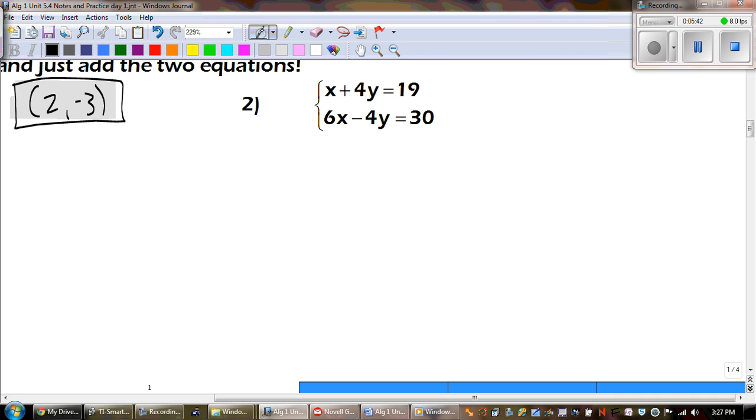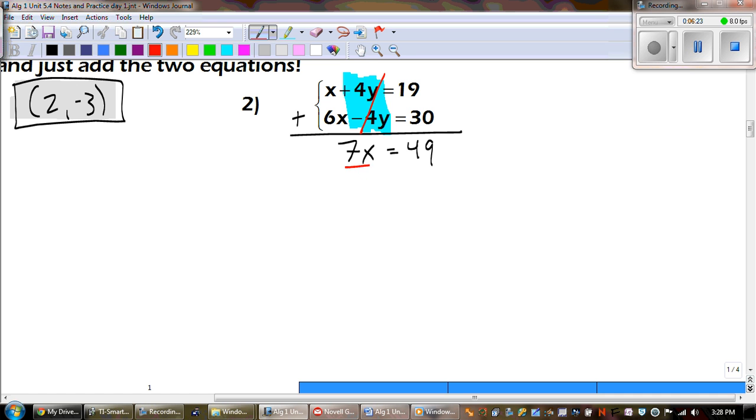Okay, let's go ahead and line these up. Sorry, I shouldn't have done that first. I should have looked. Well, my x's don't cancel out, but my y's do. See how the top is a +4y and the bottom is a -4y. So let's add these up. x plus 6x is 7x. My y's cancel, and that equals 19 plus 30, which is 49.